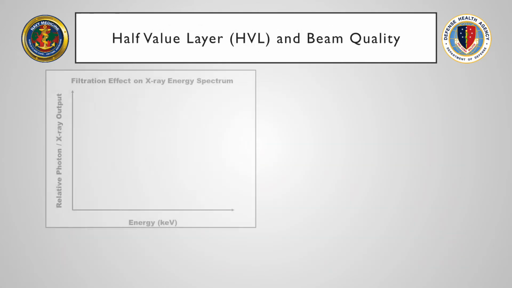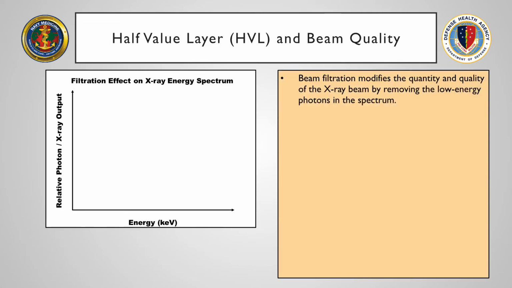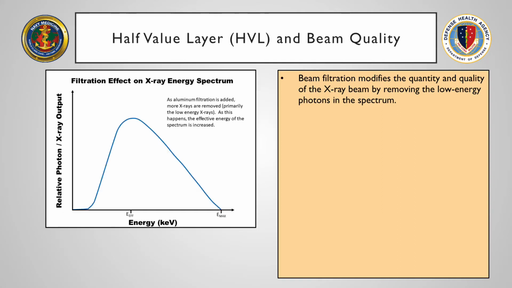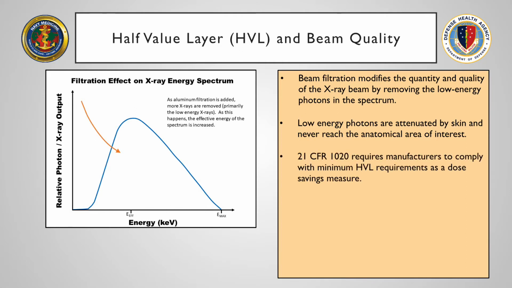Before we move on to the case study, let's talk about half-value layer and beam quality a little bit. So, beam filtration modifies the quantity and quality of the X-ray beam by removing those low-energy photons that I just talked about. Low-energy photons are attenuated by the skin and they don't reach the anatomical area of interest. 21 CFR 1020, which covers the requirements for diagnostic imaging machines, requires manufacturers to comply with minimum half-value layer requirements as a dose savings measure.